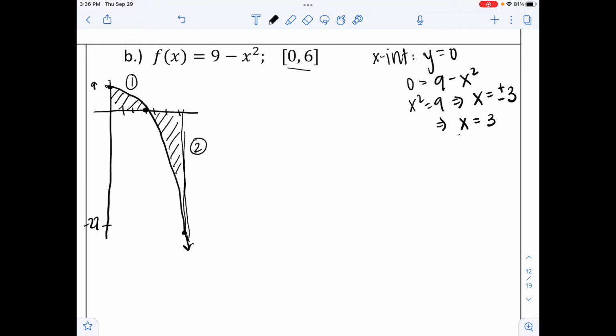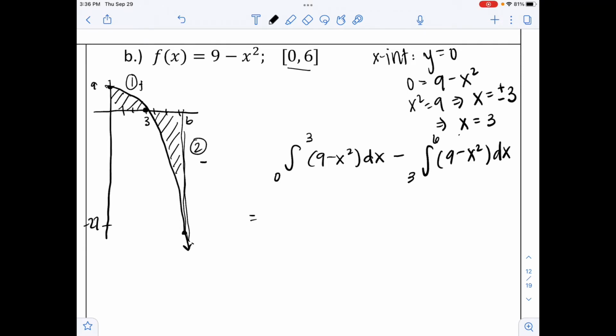And so our positive area, which again is that top area, negative area on the bottom, is going to be the integral of our function, which is 9 minus x squared dx. And we're going to be integrating that from 0 to 3. Minus, and then our negative area is going to be same function, 9 minus x squared dx, but this time we're going to be integrating from 3 to 6.